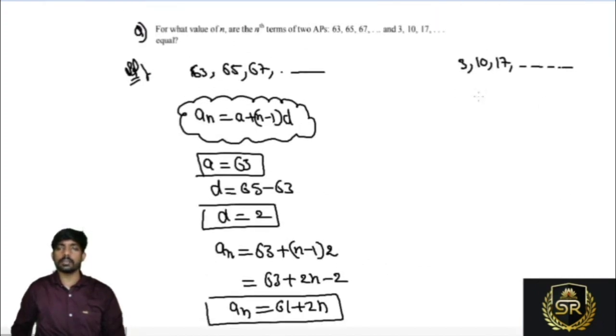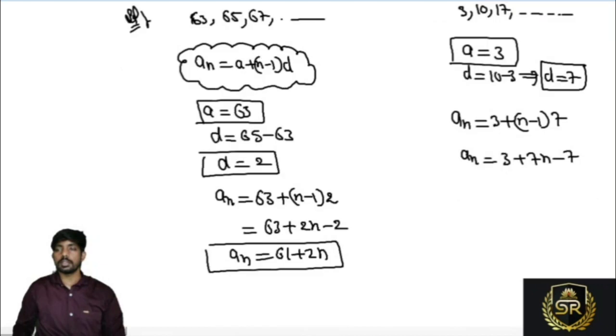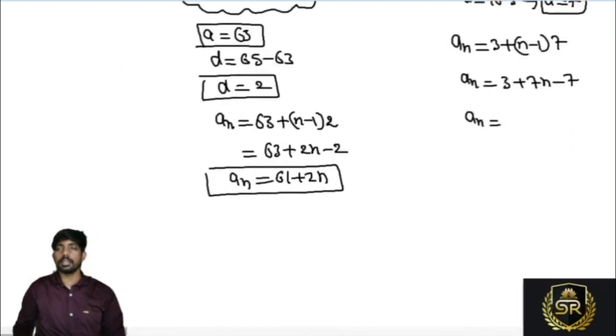Next, in the second series, the first term a is 3 and the common difference is 10 minus 3, which is 7. Then the nth term an is equal to 3 plus (n minus 1) into d, where d is 7. So an is 3 plus 7n minus 7, and 3 minus 7 is minus 4. So an is 7n minus 4.